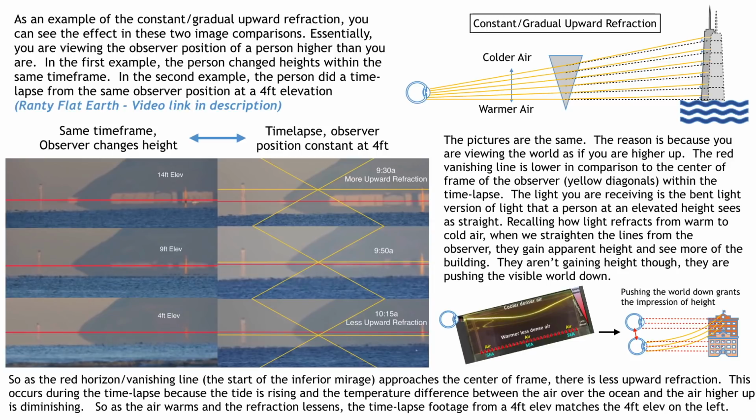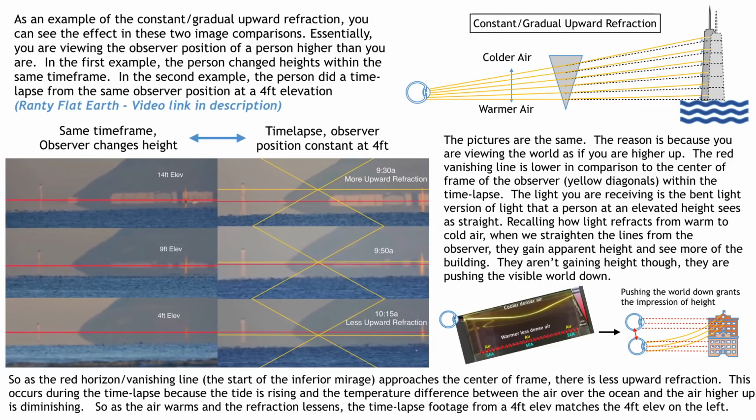So the red vanishing line again is lower in comparison to the center of frame of the observer, which is again done by the yellow diagonals within the time lapse. The light you are receiving is the bent light version of light that a person at an elevated height sees as straight. So recalling how light refracts from warm to cold air, when we straighten the lines from the observer, they gain apparent height and see more of the building.